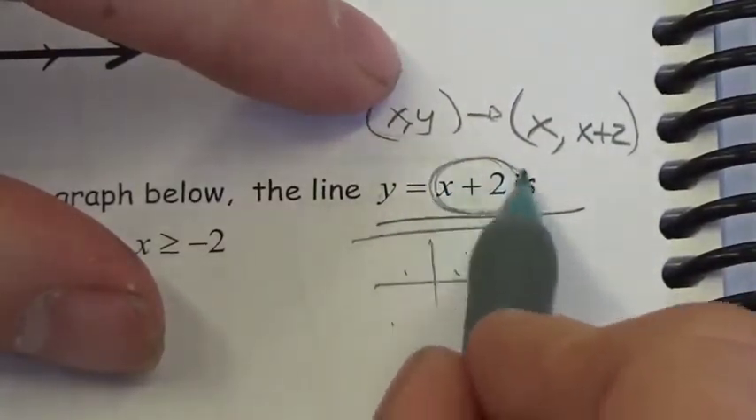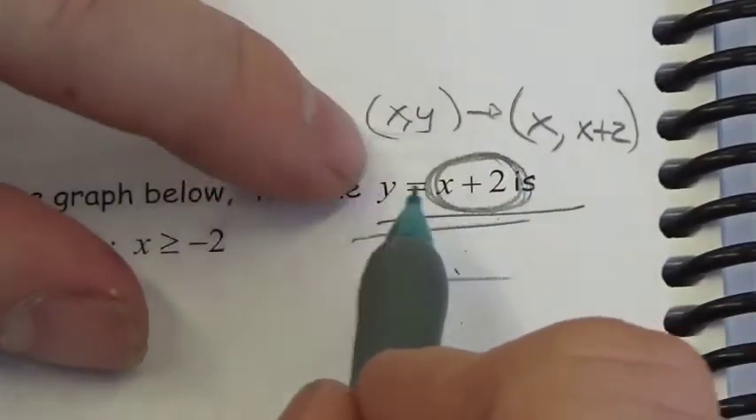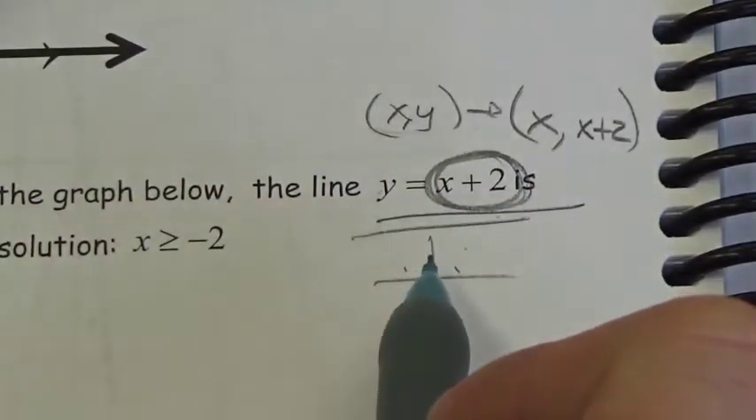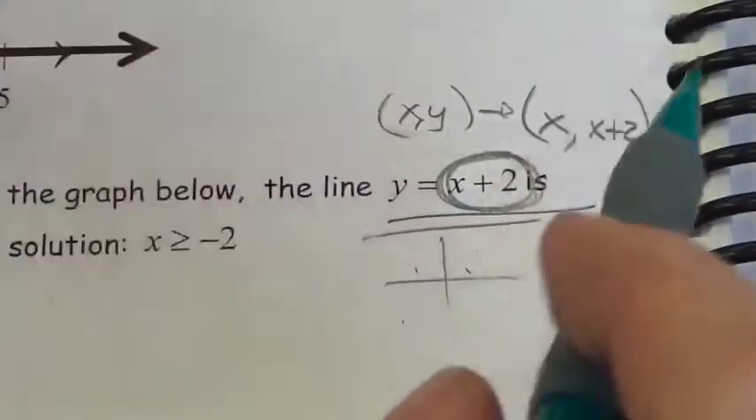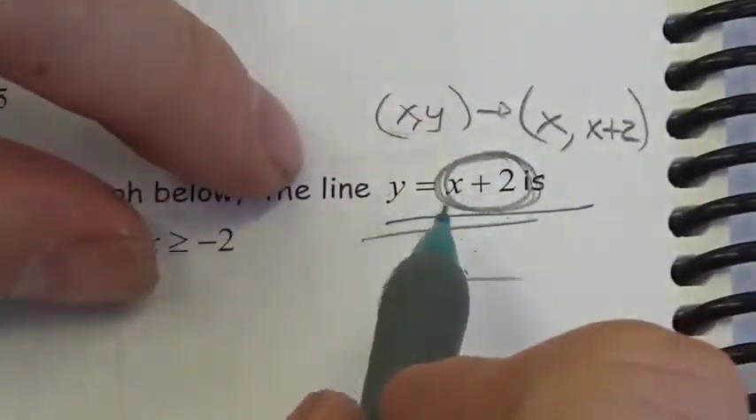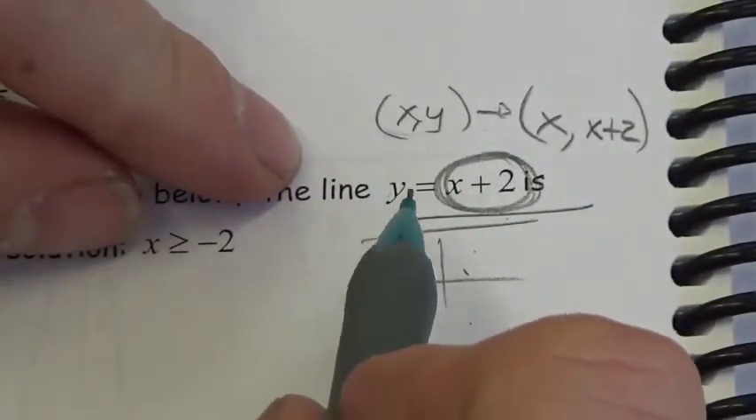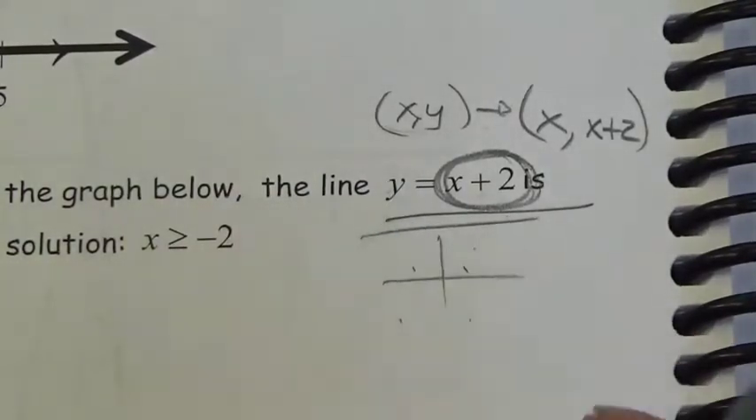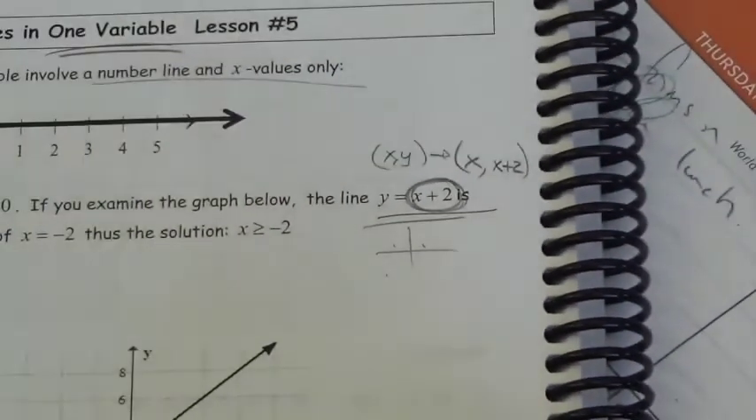This right here is the formula for creating the y coordinate. I'm going to say it again: this is the formula for creating the corresponding y coordinate. So now let's back this up a little bit. What does that mean?